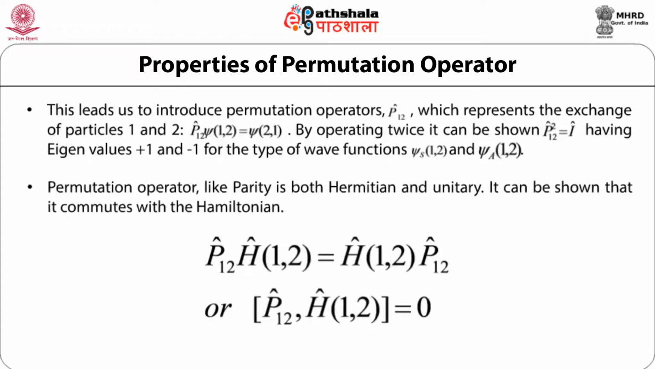Permutation operator, like the parity operator, is both Hermitian and unitary. That means that the permutation operator is equal to its inverse as well as equal to its adjoint, and thus it can be shown that the permutation operator commutes with the Hamiltonian. Writing it mathematically, permutation operator P12 acting on Hamiltonian operator H12 is equal to Hamiltonian operator H12 acting on the permutation operator P12, or the commutator of P12 and H12 is 0.